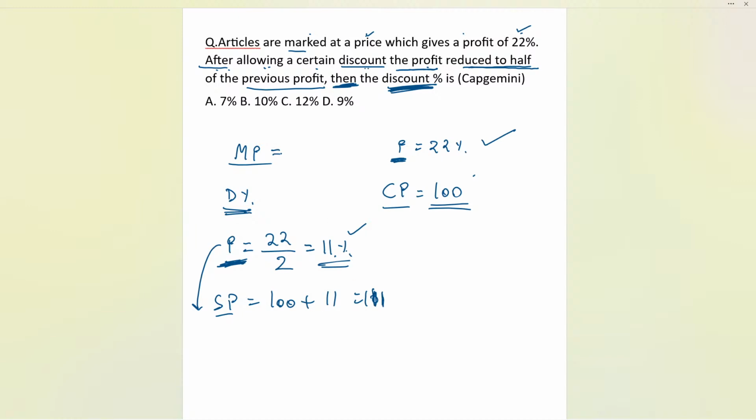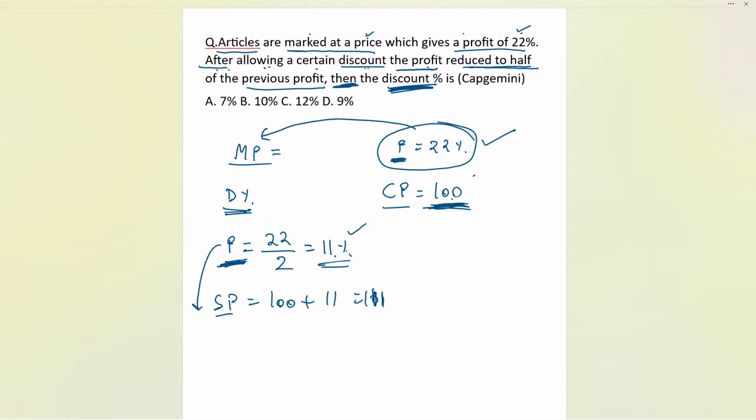Now the market price, do we know it? We don't know. But it is saying that the article is marked at a price which gives a profit of 22%. It is already marked at some price, and finally he's selling at the same mark price, but the profit he's getting is 22%. So if 22% is the profit and he's selling at the same mark price only, what will the mark price be?